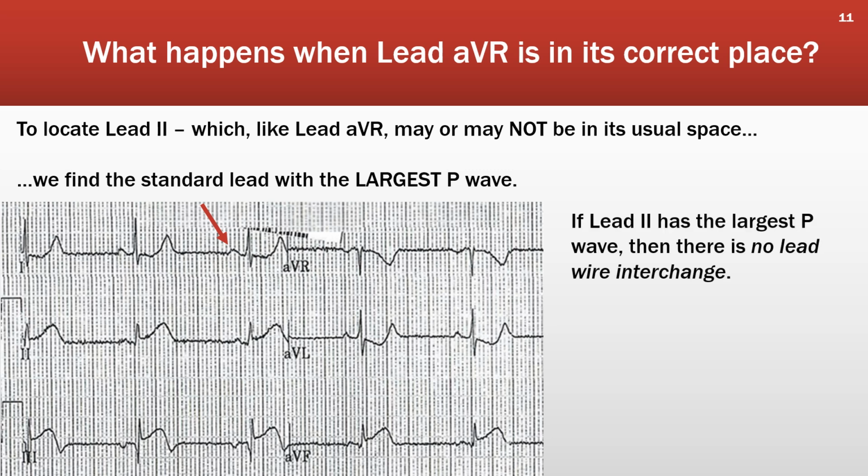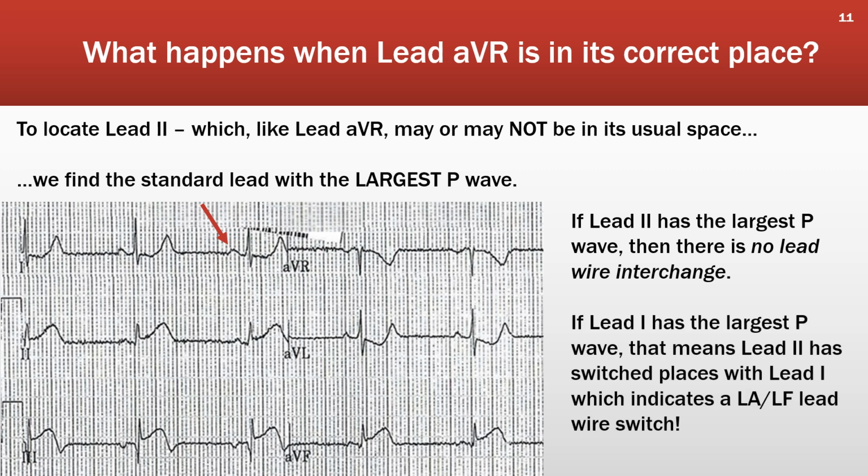Now, if lead 2 has the largest P wave, then there is no lead wire interchange. But if lead 1 has the largest P wave, that means lead 2 has switched places with lead 1, which indicates a left arm, left foot lead wire switch. And that's the situation we have here.